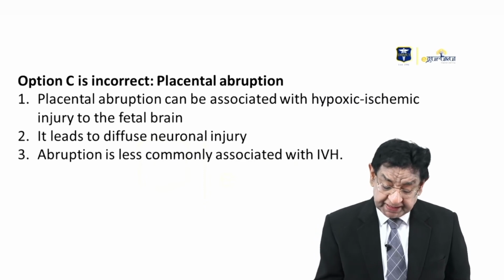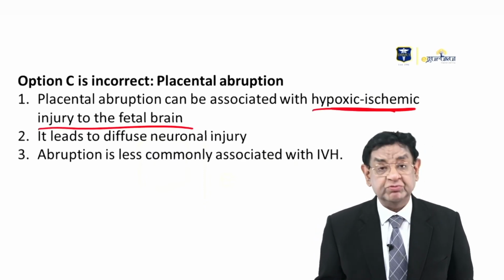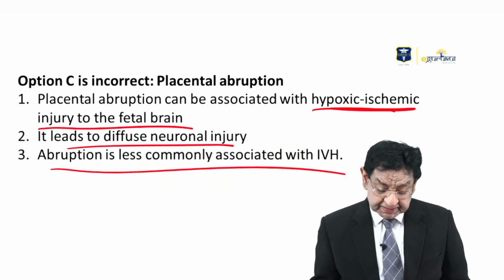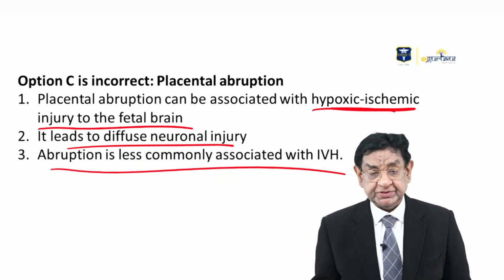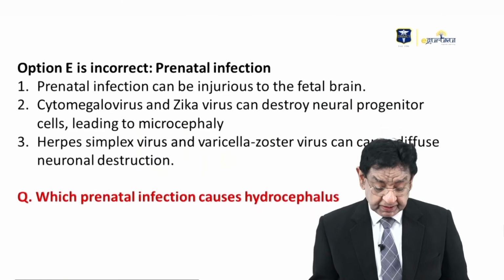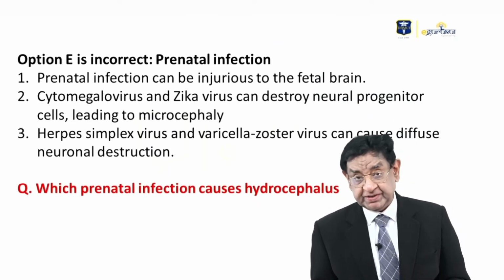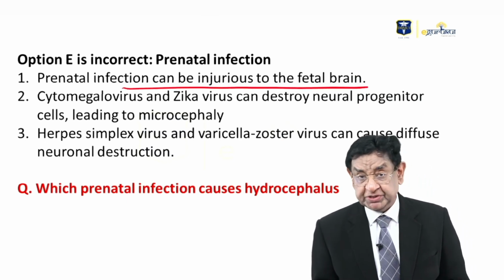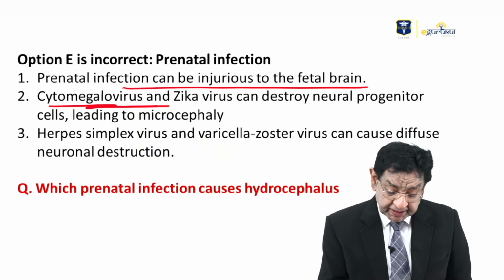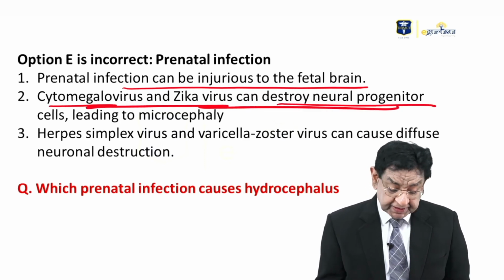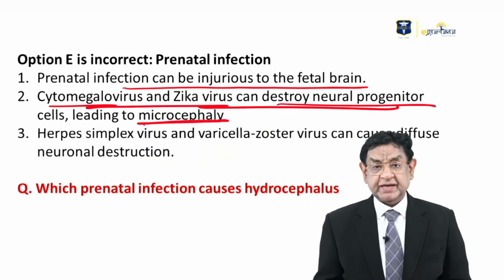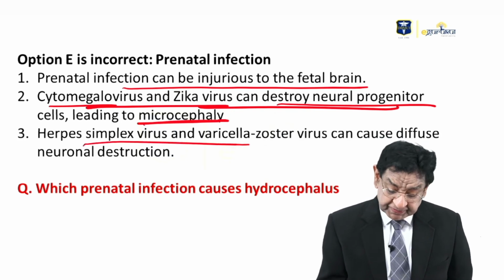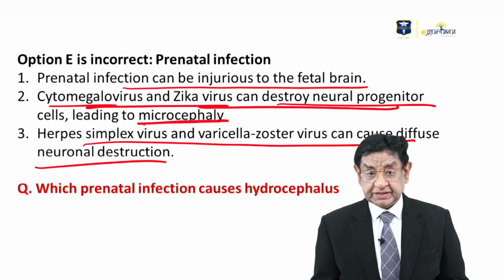Placental abruption may be associated with hypoxic ischemic injury to the fetal brain. It can lead to diffuse neuronal injury. Abruption is less commonly associated with IVH. Well, prenatal infection, a very, very important point. Some prenatal infections can cause injury to the fetal brain. Cytomegalovirus and Zika virus may destroy neuronal progenitors, leading to microcephaly. Cannot afford to forget this line. Very, very important line: herpes simplex and varicella zoster can lead to diffuse neuronal disruption.